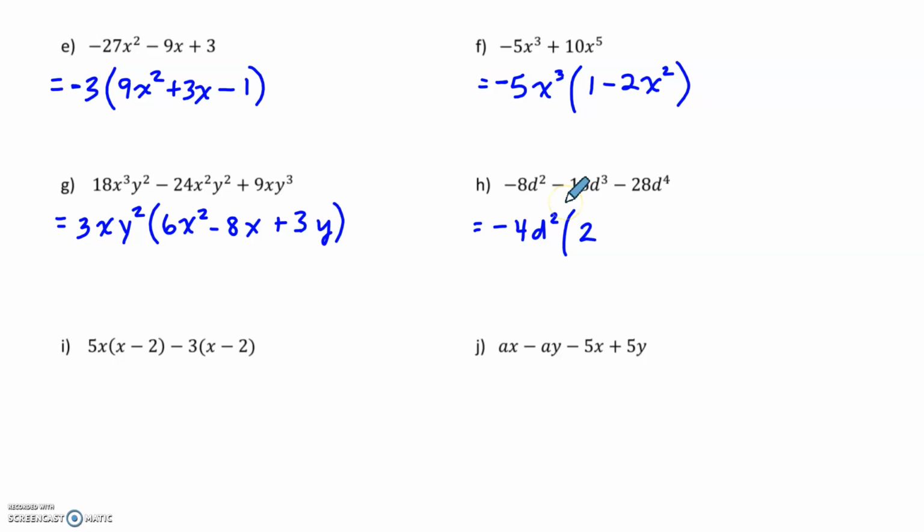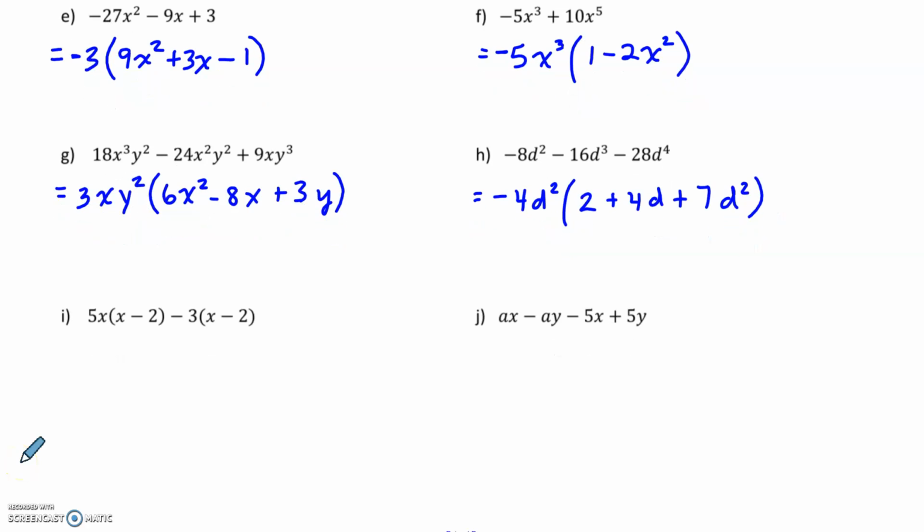D squared divided by d squared goes to 1. Negative 16 divided by negative 4 is a positive 4, and d cubed divided by d squared is d. Negative 28 divided by negative 4 is a positive 7, and d to the 4 divided by d squared is d squared. Good, hopefully you get common factoring.